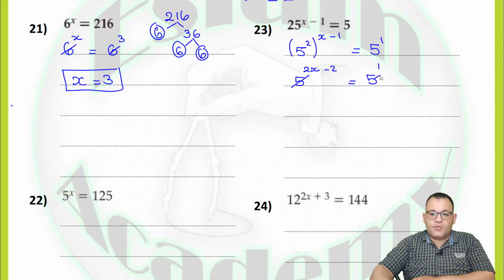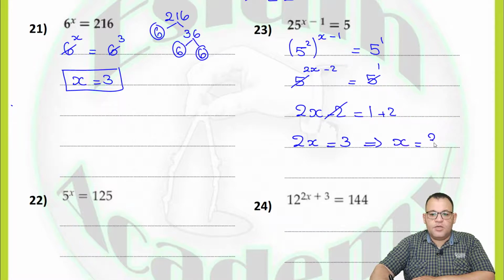Because the base equals the base, it means the power equals the power. Then we can say 2x minus 2 is equal to 1. By adding 2, then 2x is equal to 3. From that we can say that x is equal to 3 over 2.